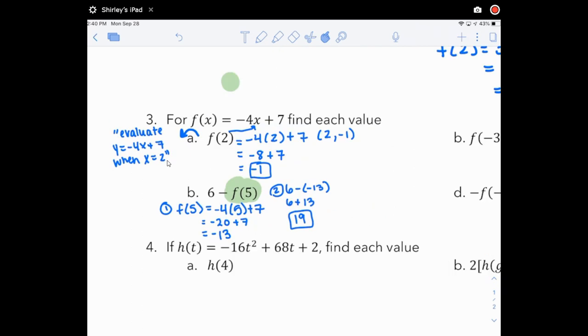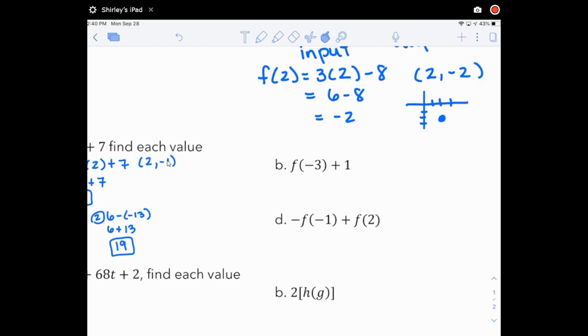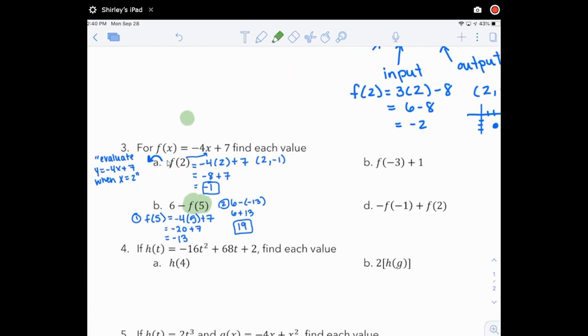Alrighty, so I have two letter B's. So let's come over to here. Now I have f at negative 3 plus 1. Again, if we're thinking in terms of order of operations, only simplify that function rule first. It's just asking us in shorthand, evaluate y equals negative 4x plus 7 when x equals negative 3. So we're going to do the same thing. Figure out f at negative 3. That means take negative 4 times negative 3 plus 7. Negative 4 times negative 3 is 12, plus 7. Well, 12 plus 7 is 19. But again, all I did here was simplify f at negative 3.